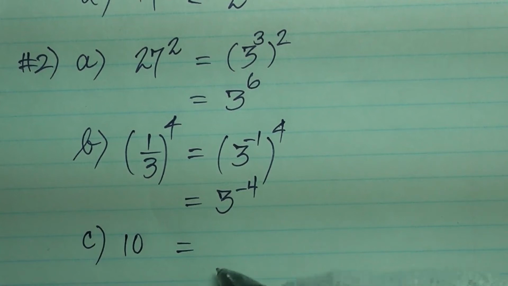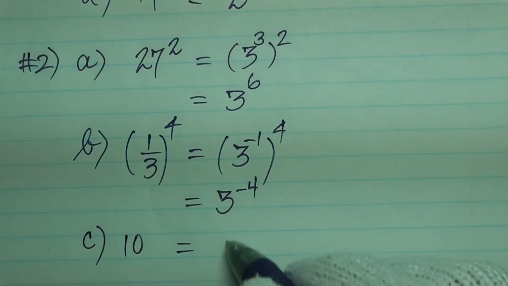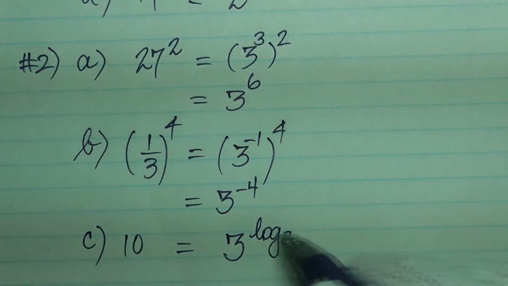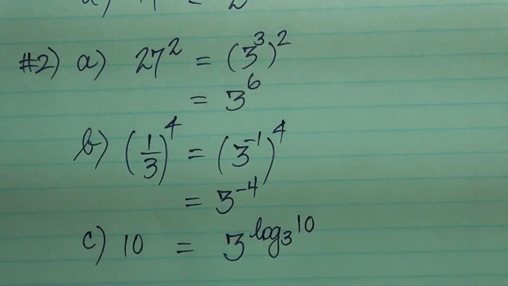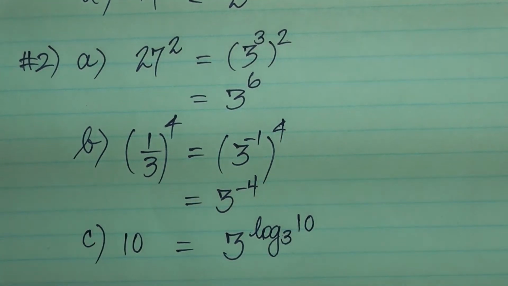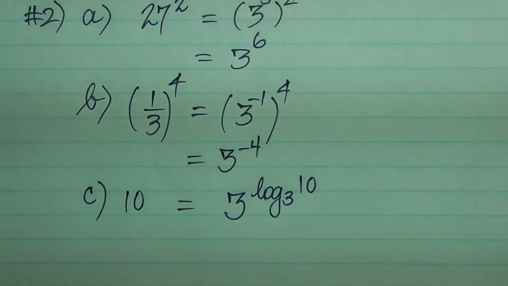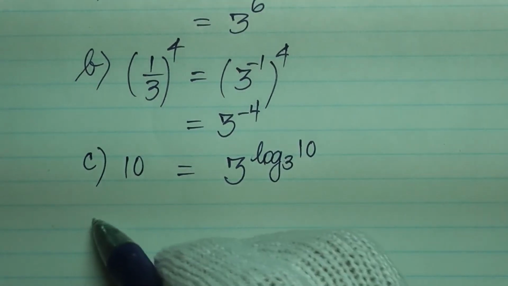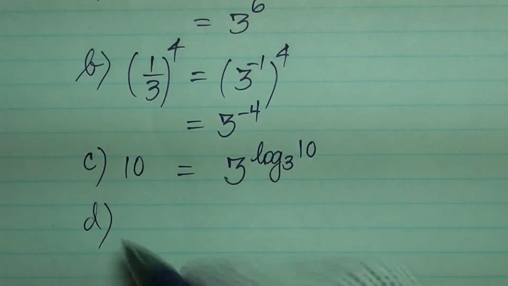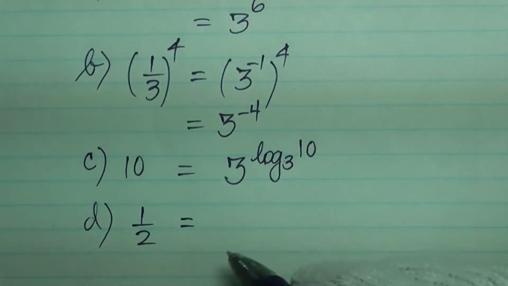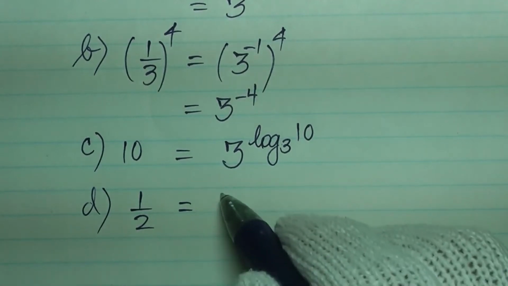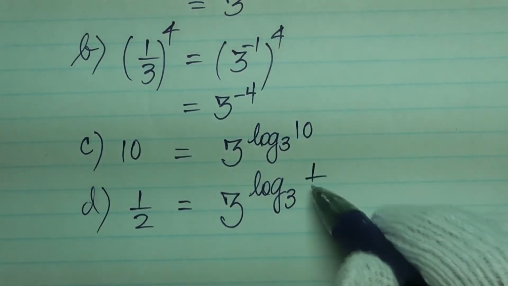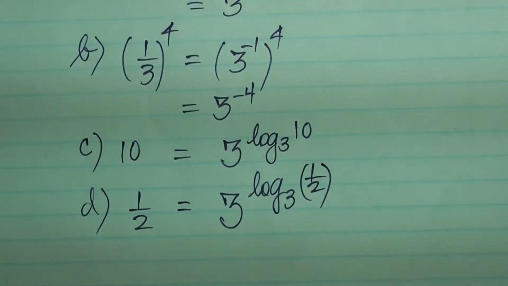I can write 10 as 3 to the exponent log base 3 of 10. One over 2 is equal to 3 to the log base 3 of 1 over 2.